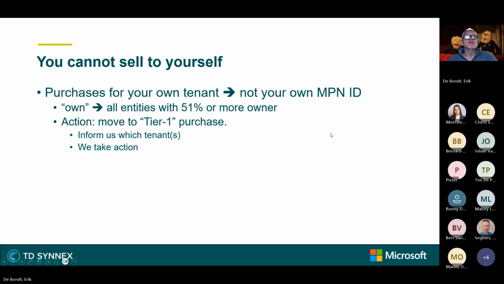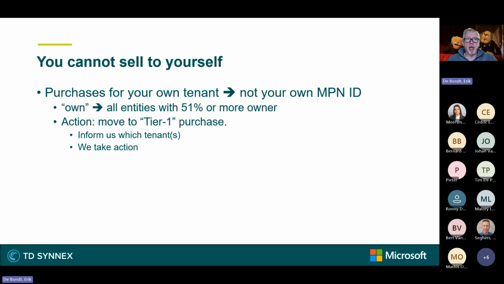Your action: inform us which tenants you use for your production. Can be 1, can be more, can be 2, 3, 4, 5. And we do that action to move you to a tier 1 environment. Again, there's no interruption of your business, no interruption of your licenses whatsoever. It's just administrative. We need to do something. What Microsoft understands as own is if 51% of the shares are owned by the same entity, you own the tenant and thus you cannot buy for yourself.